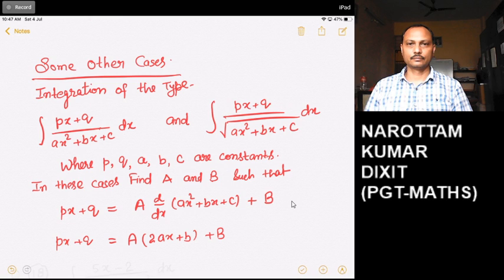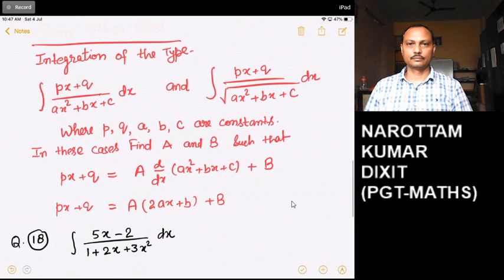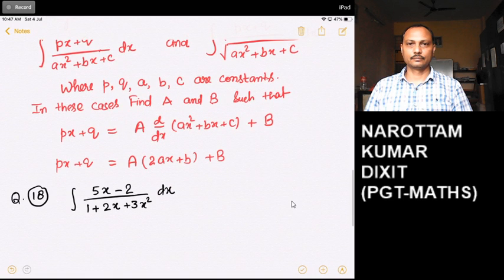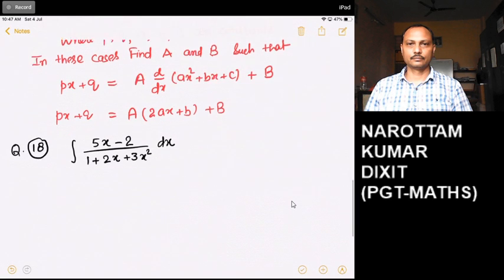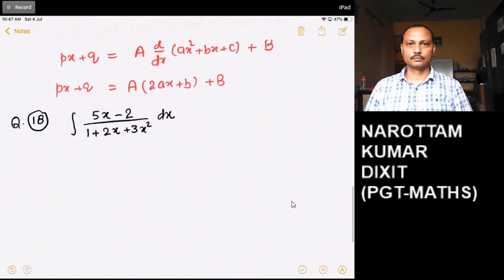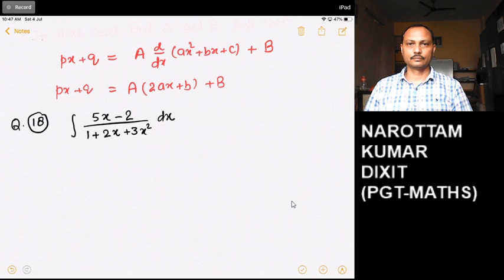After comparing, we can find the values of A and B, and then by placing the values of A and B, we can split the question into different parts and easily solve. To clarify this, I have taken one example, that is integration of 5x minus 2 divided by 1 plus 2x plus 3x square.